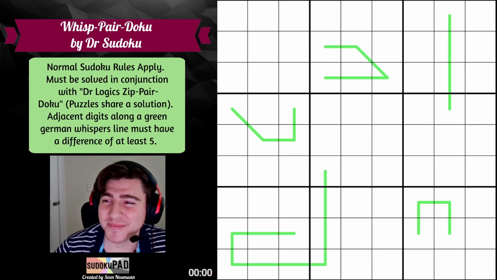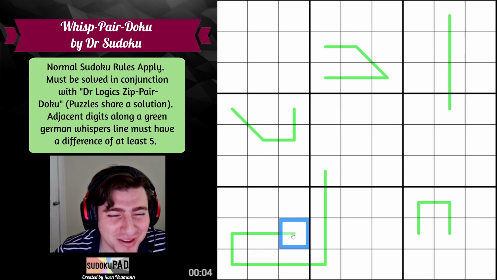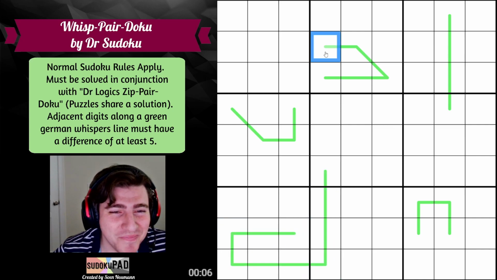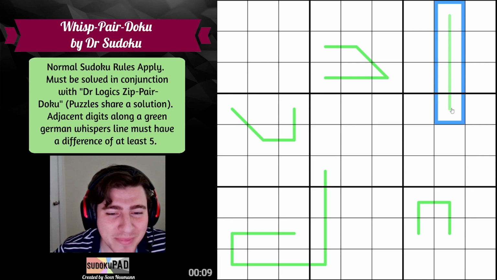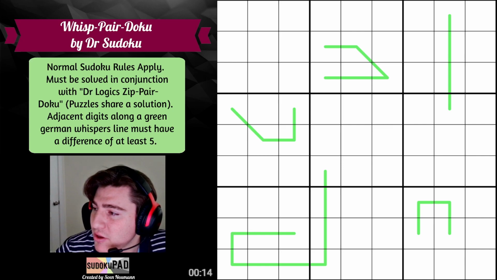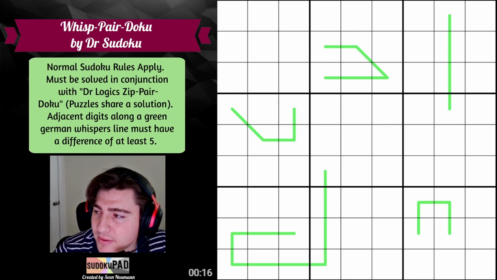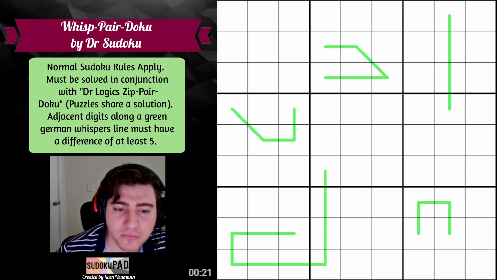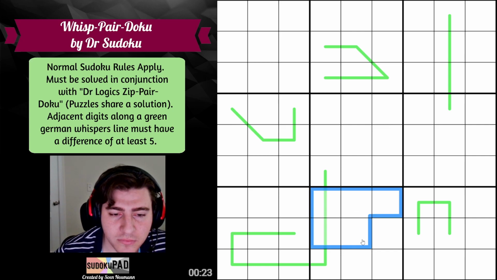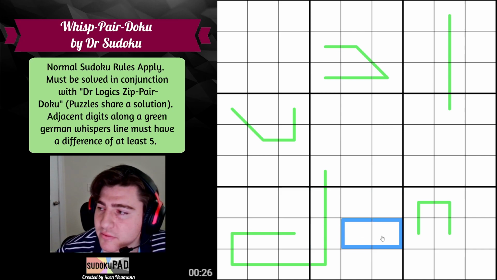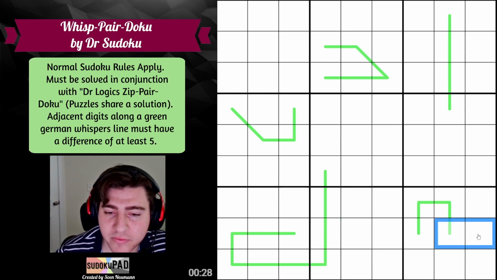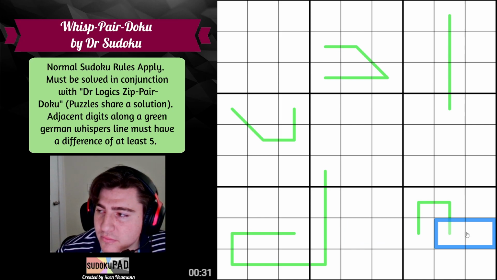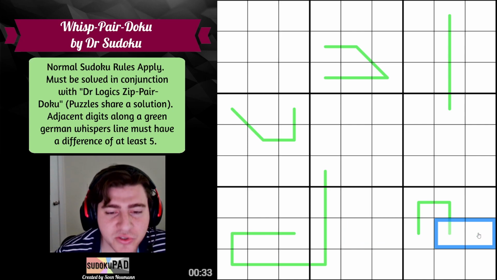Three, two, one, go. All right, so I have lots of German whispers, but nothing that I can immediately place, I don't think. It'd just be a lot of random pencil marking. So, do you have any ideas? Okay, so one thing I do have that might be helpful is that in box nine, cells five and six, I have an X. These two must sum to 10.